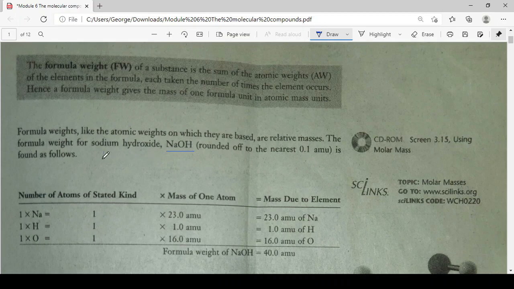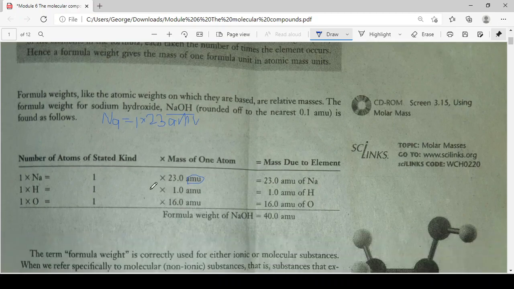For example, for Na, to get its formula weight, we find its atomic mass unit in the periodic table. So your Na, for every 1 Na, how much do we have, kids? We have 23 AMU. Then there is a subscript. If there is no subscript, it is a constant of 1. So 1 times 23 atomic mass units is equal to 23.